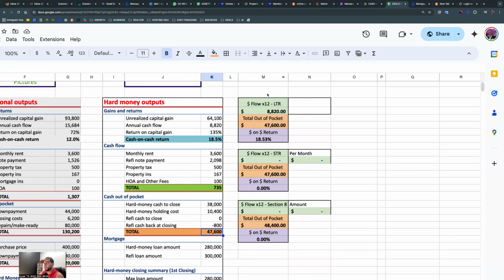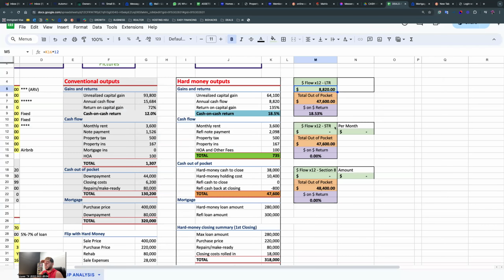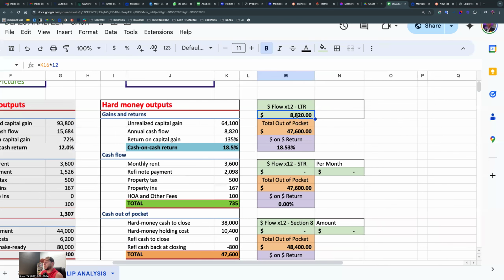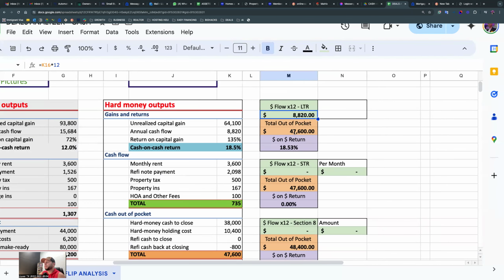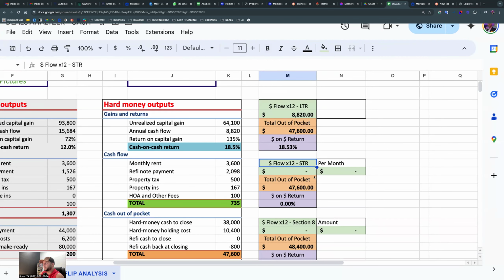These little sections calculate how much my cash flow per year is going to be. It's 735 multiplied by 12. You can see the formulas here. It's going to be 8,820 divided by 47, which gives me 18%. That's going to be with short-term rentals. In this case, I have to add the cash flow here, because this is the formula that we take by default, this part over here.